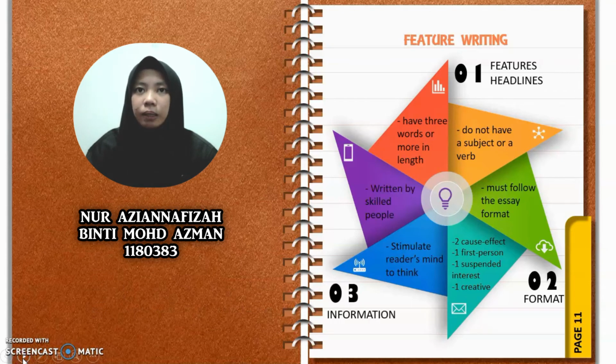and 1 creative lead. Third point, a feature story has information that stimulates the mind of the reader to think and interpret it. Besides, it's written by people who are skilled in a field. It can be seen that at the end of the feature story, there is the position or rank of the writer.